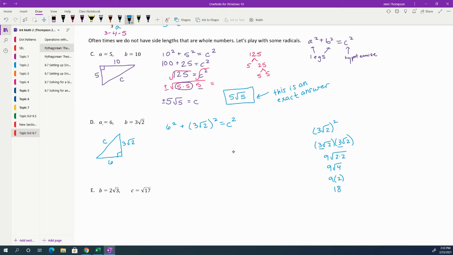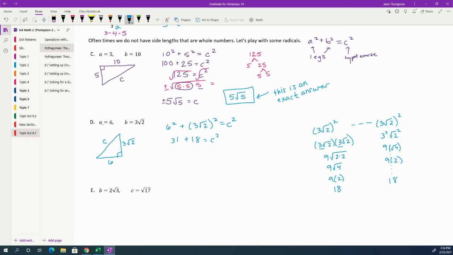You could also think of this as distributing the square. And this works also, right? This will give you the same answer. You still get 18. So 3 square root of 2 all squared gives me 18.